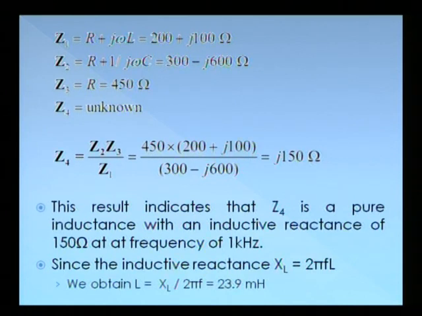Now this result is indicating that Z4 is a pure inductance, because it does not have a real component, only an imaginary component is there, meaning it is purely inductive and there is no resistance or any other kind of DC quantity involved. 150 ohms is given at 1 kilohertz. So reducing it, XL is equal to 2 pi f L. We can get the value of L, that is equal to XL upon 2 pi f, reducing it to 23.9 millihenries.